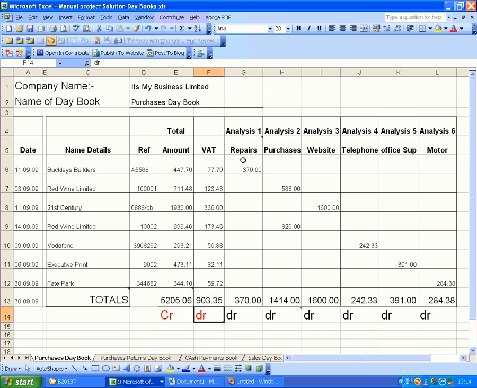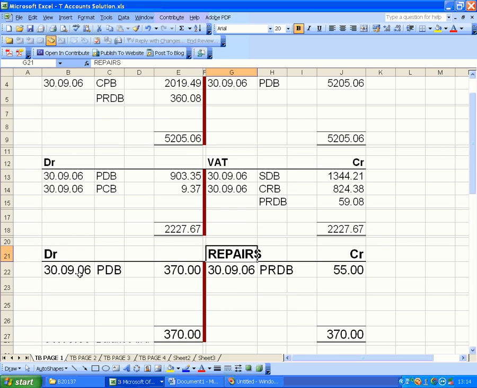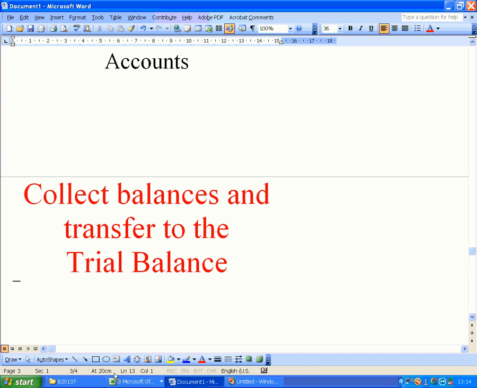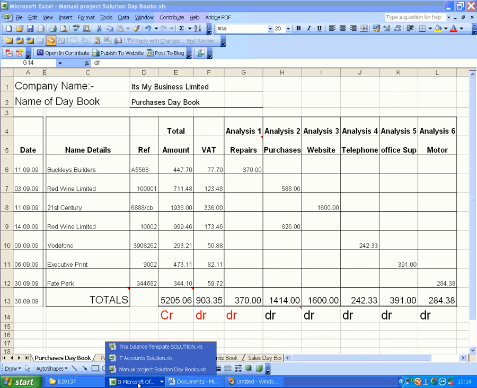The next one is repairs, €370, and it's a debit value posting. Back to your T accounts, create a new account called repairs, and the information is on the 30th of September, from the purchases daybook, we had a value of €370. Again, mark that as being posted. Follow the sequence for all the analysis columns, again going by which are debit postings, then go through each of the respective daybooks and post each of these to their T accounts.